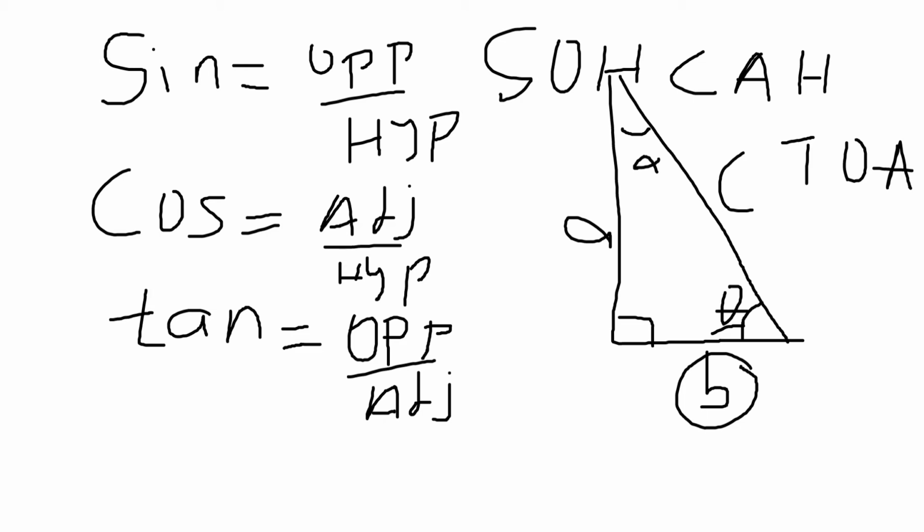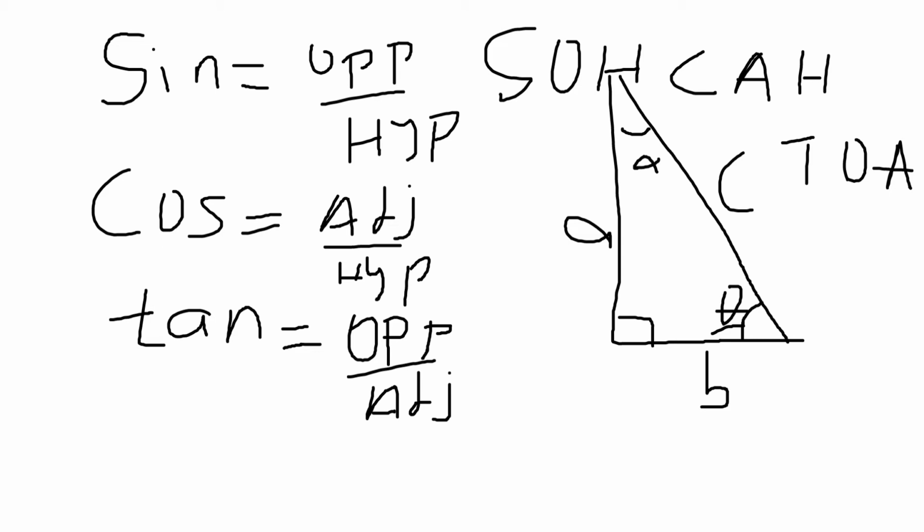So if you are now to talk about cos theta, you will have B divided by C, which is your adjacent divided by the hypotenuse. Now if it is tan theta, then you will have your opposite, which is A, divided by the adjacent, and that is B. So that's what you have.